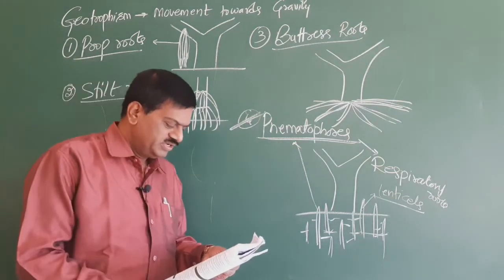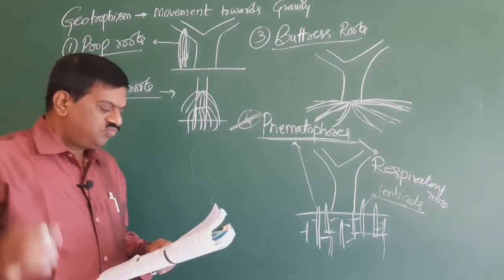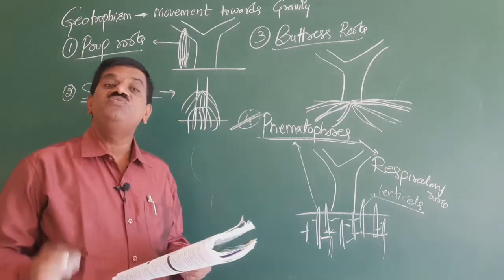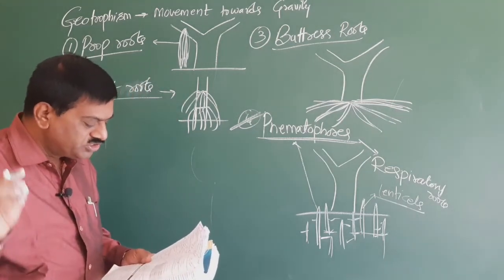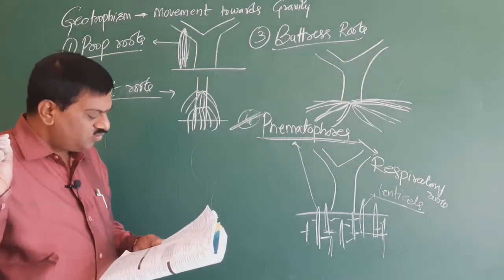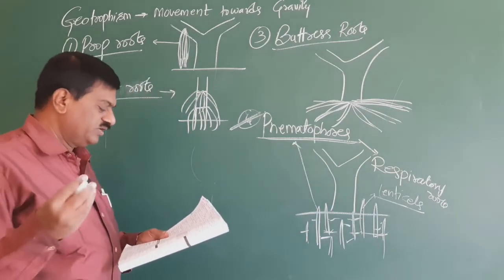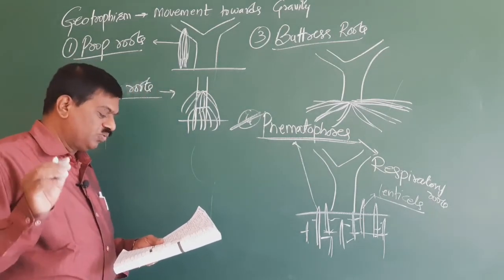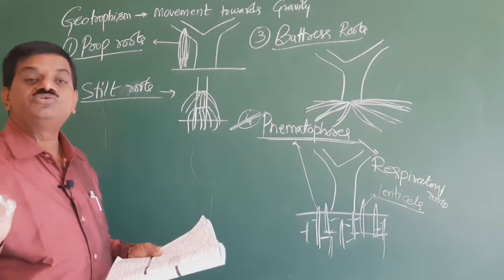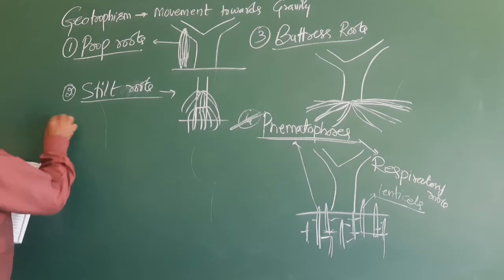We'll go for the next question. 34. Fibrous root system of a wheat develops from. So we know that fibrous roots are always present in monocots. From where does this usually arise? So what is the question? Fibrous root system of a wheat plant, from where does the root system begin?